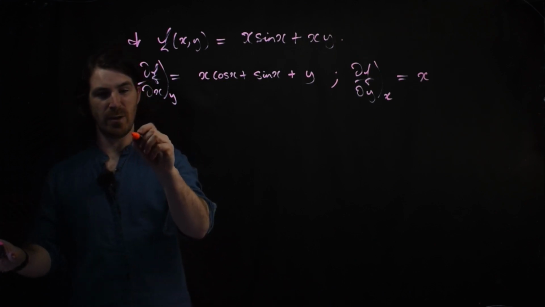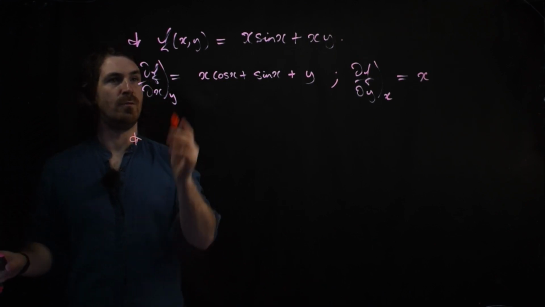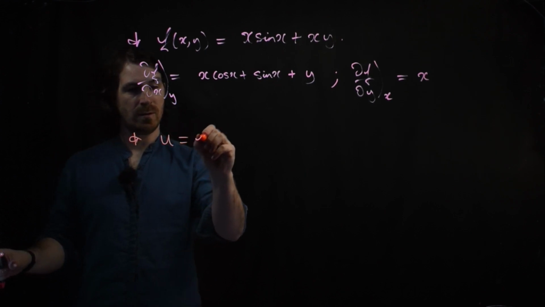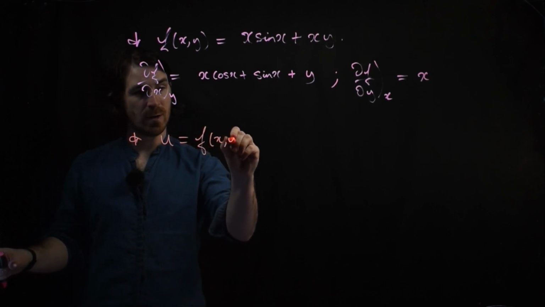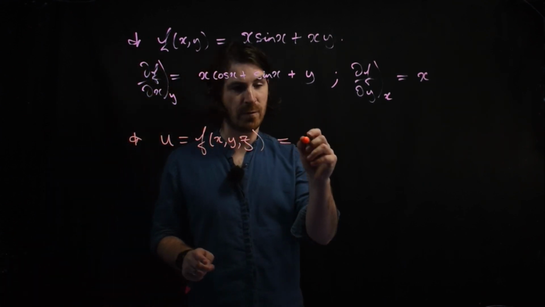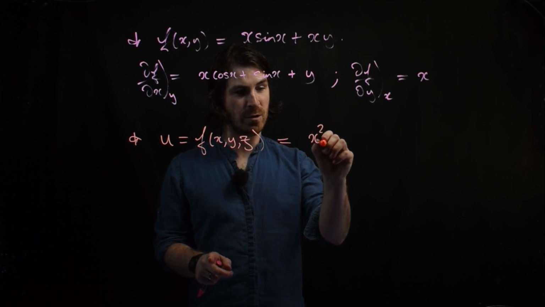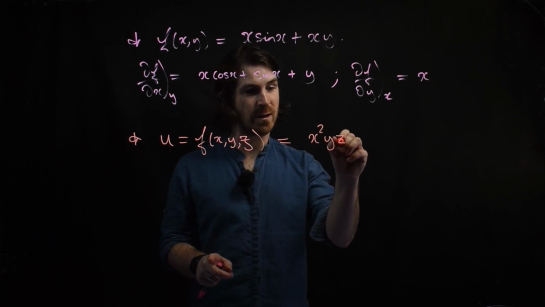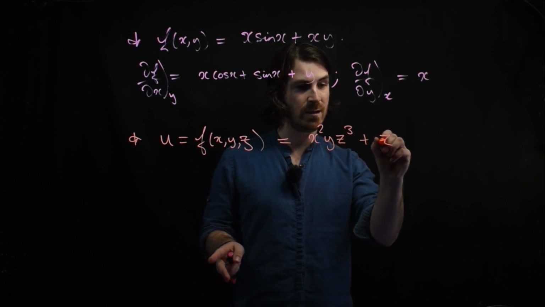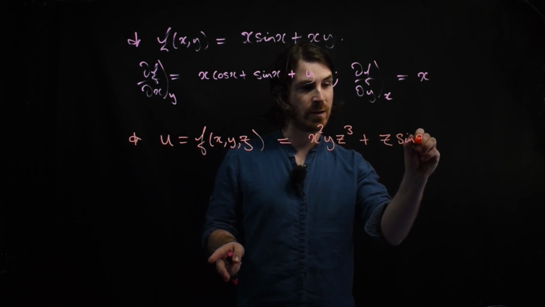We can also think about functions of more than two variables. So let's have a function u that depends on x, y, and a third variable, z. And let's think about a function x squared y times z cubed plus z sine of x.